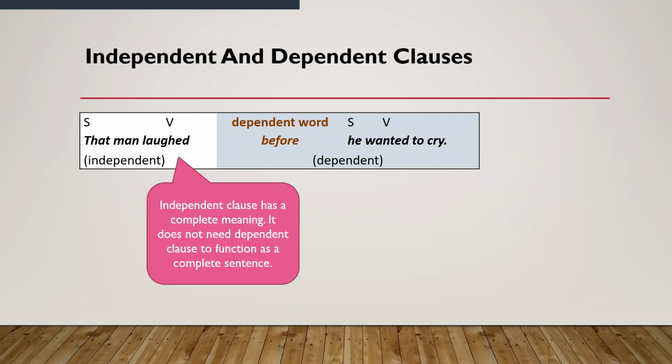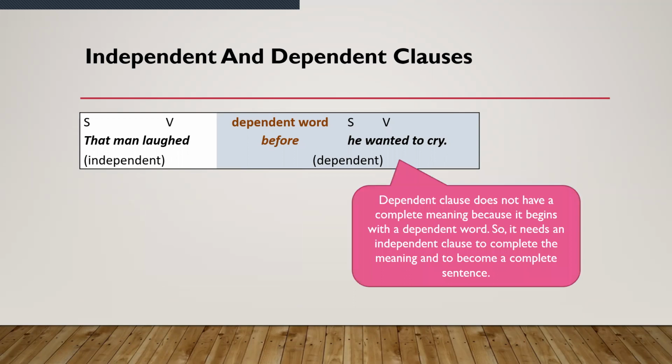This is the explanation. An independent clause has a complete meaning, so it does not need a dependent clause to function as a sentence. It can stand by itself. Even when we remove the dependent clause, the independent clause can still function correctly. It is different with a dependent clause. If we remove the independent clause, the dependent clause cannot function as a complete sentence. So a dependent clause needs an independent clause.